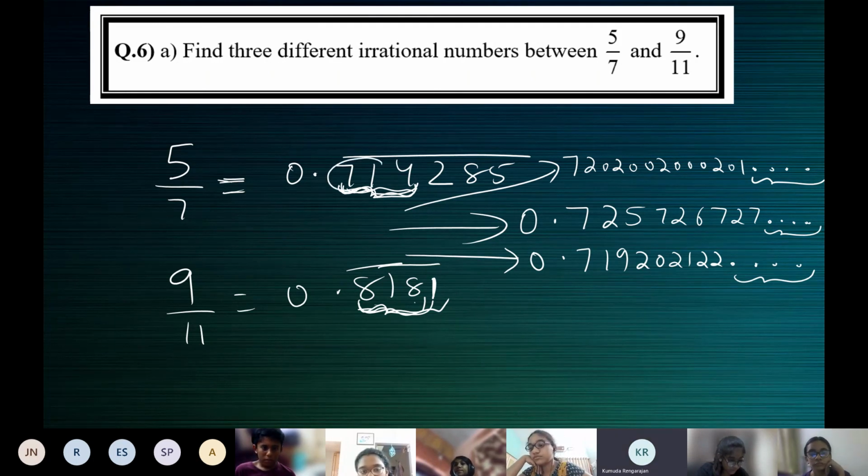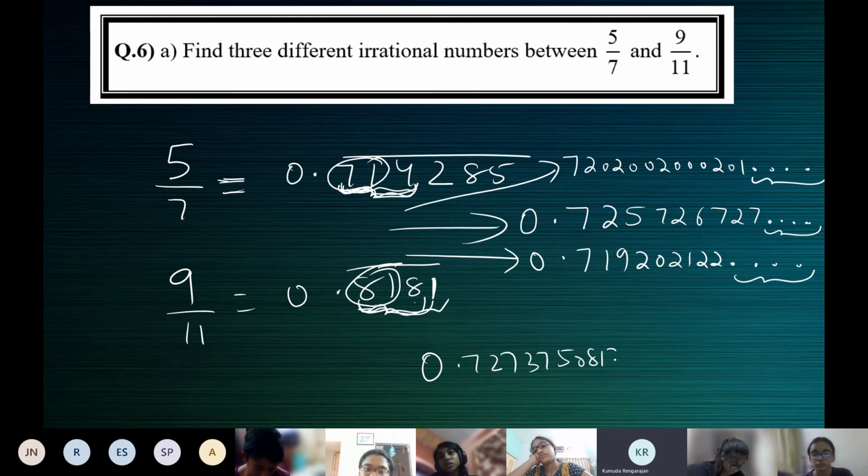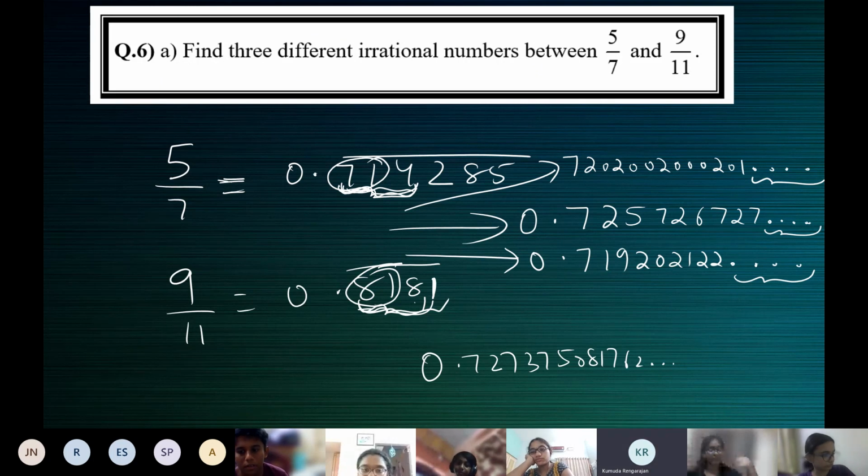Let me take the first two digits, 71, 81. What is between 71 and 81? 72. Okay, so 0.72, 73, 75, 08, 17, 62, something. Just keep writing. Going on forever. Am I clear, children? Yes, ma'am. Just take the first two digits, first three digits in both, or first four digits in both. Just start off with a number between those two numbers and write something. Write whatever comes to your mind and your hand, and just put the dots going on forever. So it's a non-terminating, non-repeating decimal. Is it fine, children?